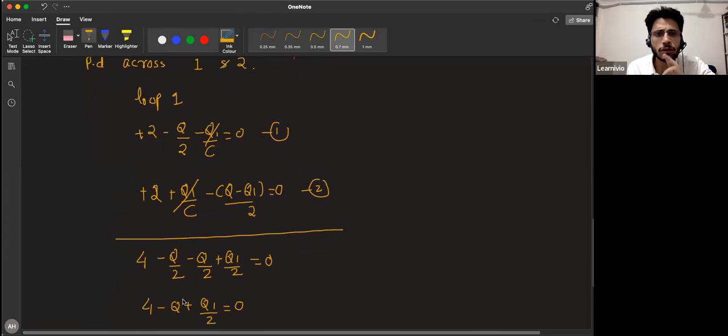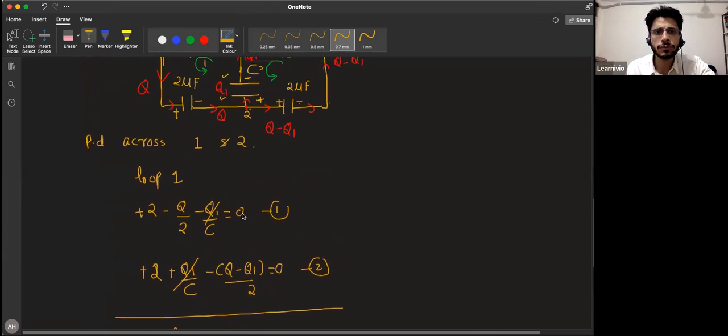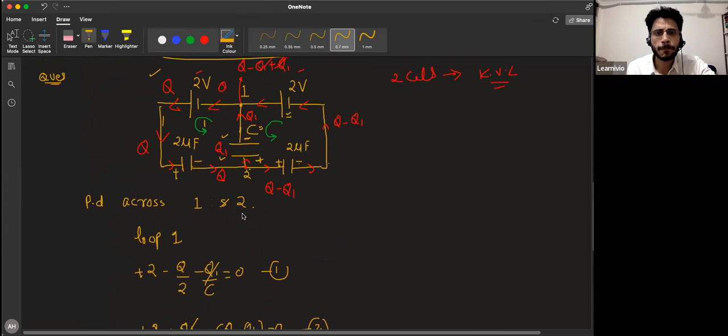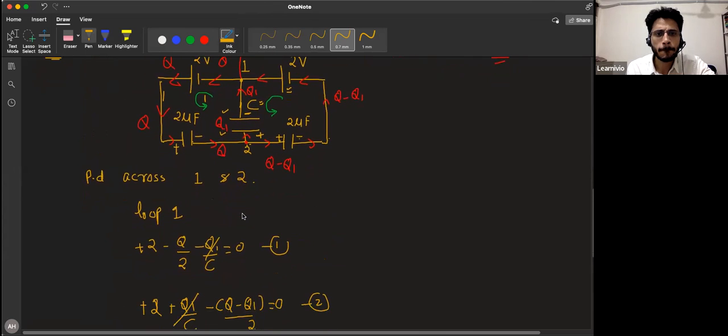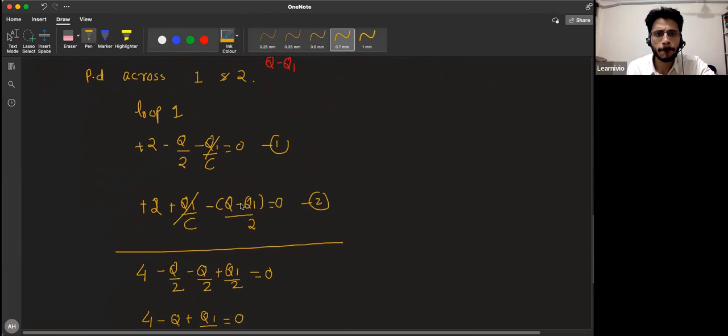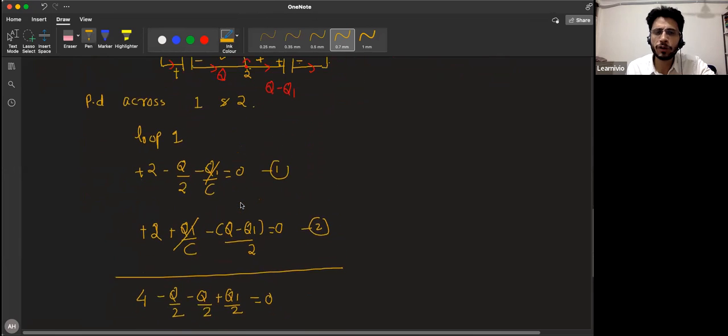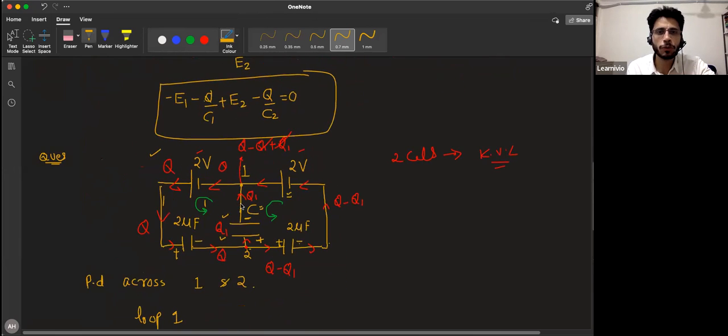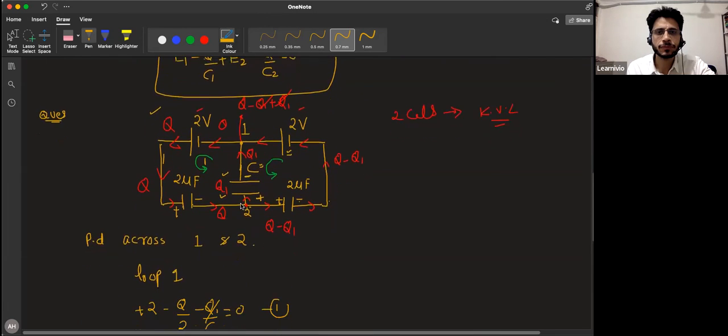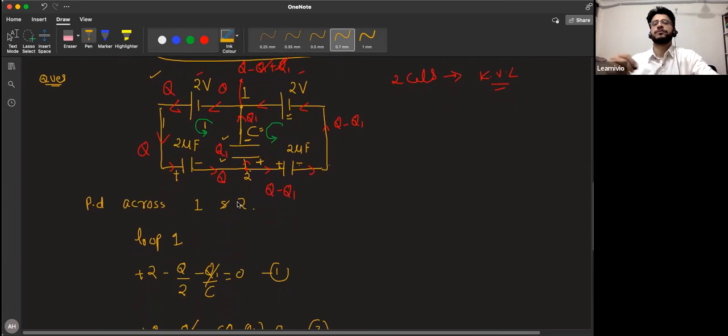Is there any other method to solve this equation particularly? Okay, note it down. Then we'll solve these equations. Just note it down up here. Do the division of current, then we'll see.